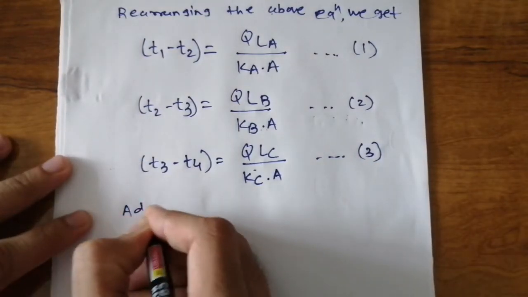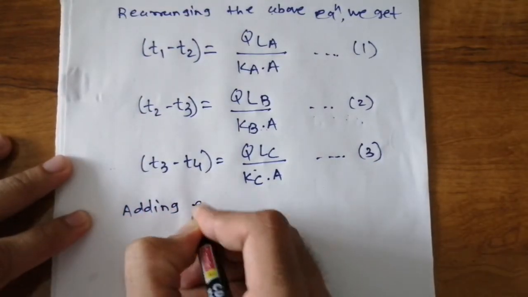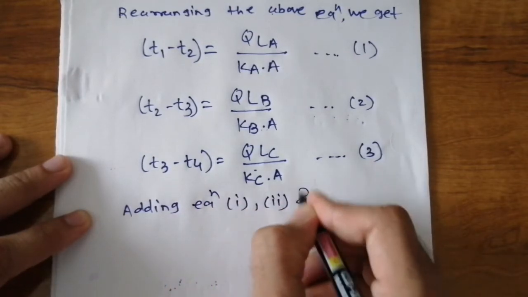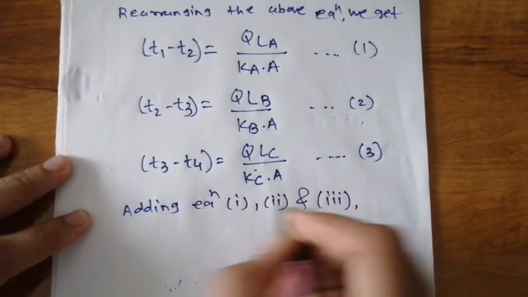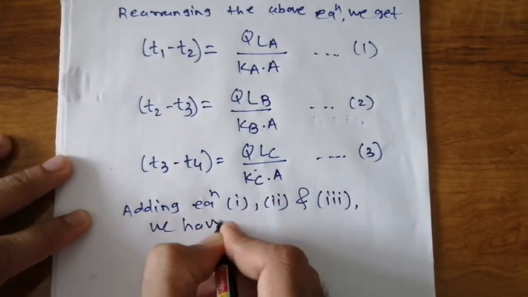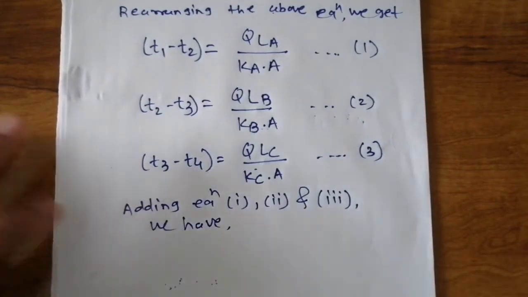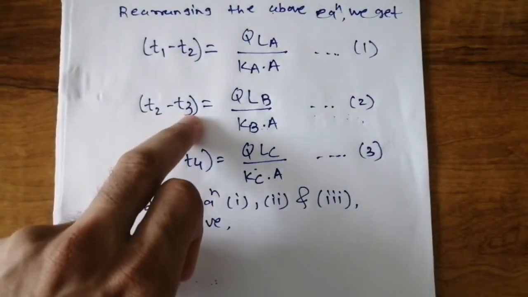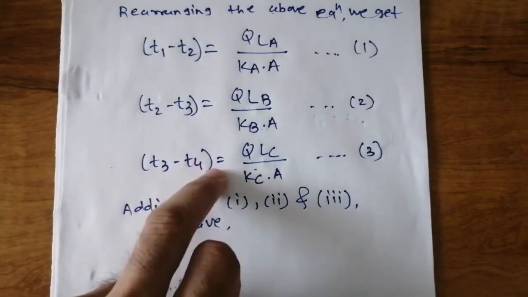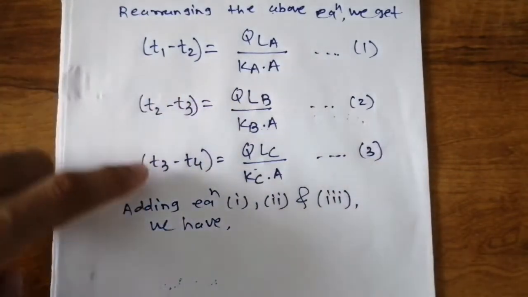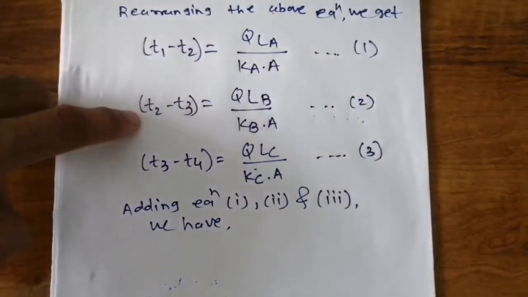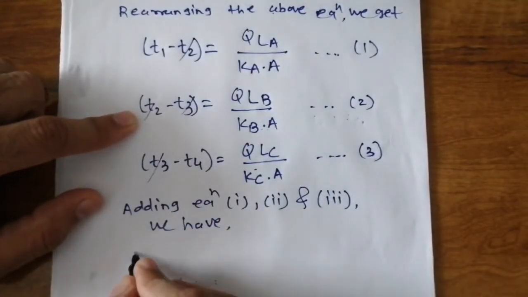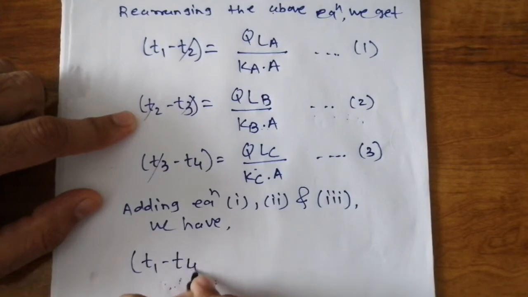So we add equations 1, 2 and 3. What will the addition be? T1 minus T2 plus T2 minus T3 plus T3 minus T4. T3 and T3 will cancel out, T2 and T2 will cancel out. So what will our equation be now? T1 minus T4.